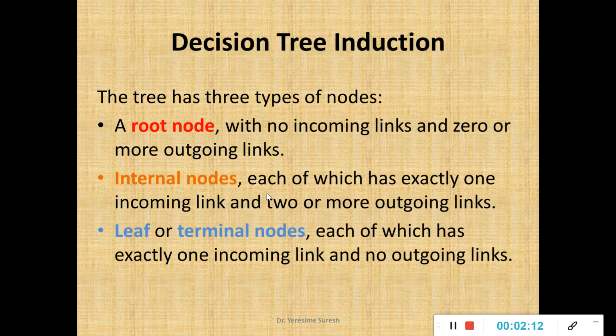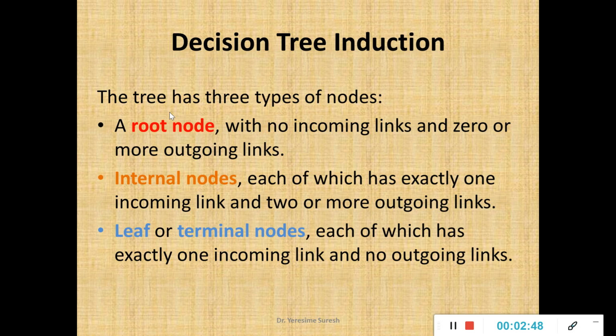Similarly, for internal nodes, the in degree will be exactly 1, that means it will have one incoming link, and two or more outgoing links, that means the out degree will be 2 or more. Similarly, a leaf or terminal node, each of which has exactly one incoming link, that means the last node will have in degree 1 and out degree 0, that means no outgoing links. So I use the concept of in degree and out degree of a node to define the root node, internal node and terminal node of a decision tree.